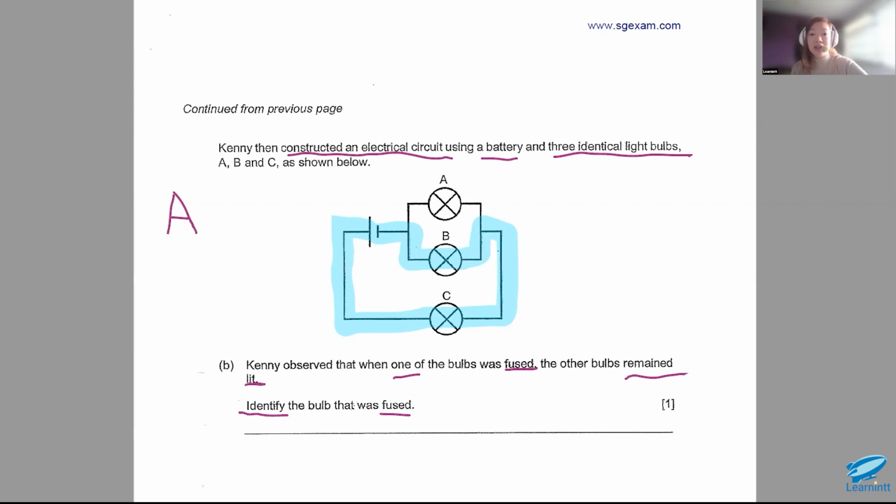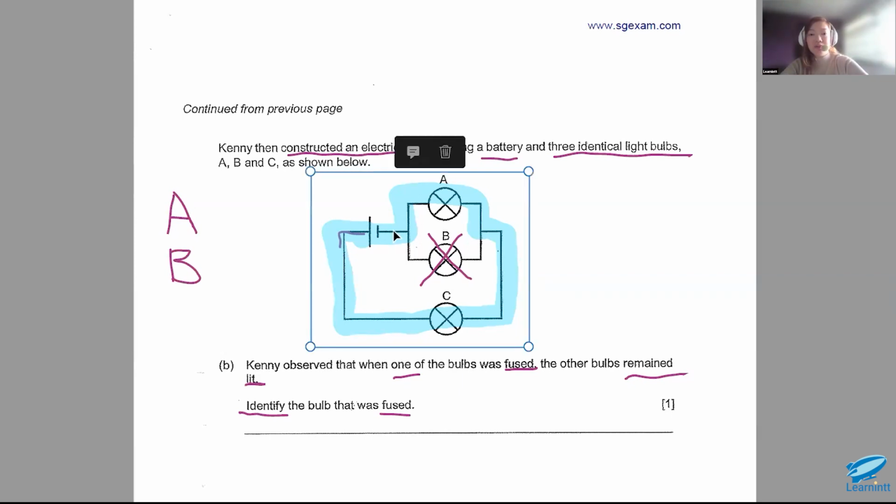Now I'm going to try B. Let me remove this again. If B is the one that is out, I'm going to cross it out and make it more obvious here. How will the path of electricity look? Here is how it's going to look. So we double check: one bulb fuses, A and C can still light up. Yes, it's correct. So light bulb B can also fit whatever has been described.